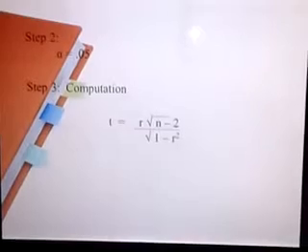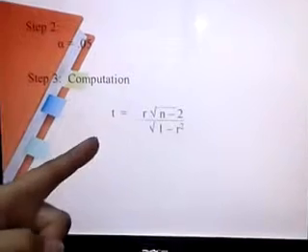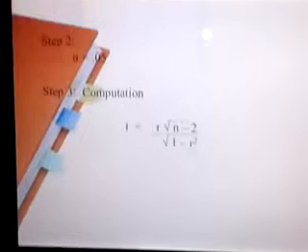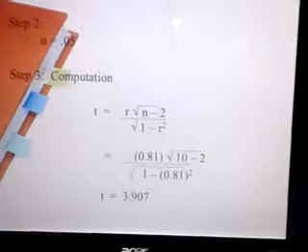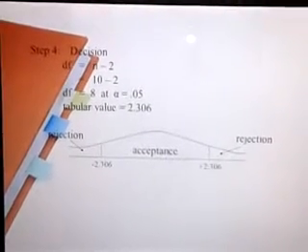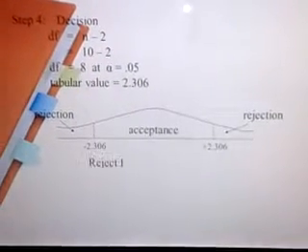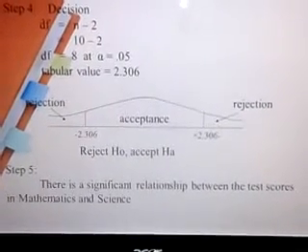So our computation using a t ratio: t is equivalent to R multiplied by the square root of n minus 2 over the square root of 1 minus R squared. So our t will be 3.907. So decision: tabular value 2.306, and then our conclusion: there is a significant relationship between the test scores in mathematics and science.